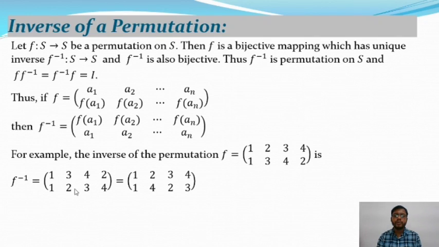Now rearranging these elements, that means rearranging the first row, we get 1, 2, 3, 4 on top. That means 1 goes to 1, 2 goes to 4, 3 goes to 2, and 4 goes to 3. So this is the inverse permutation of the permutation F, and it is denoted by F inverse. So this is the example of the inverse permutation of degree 4.